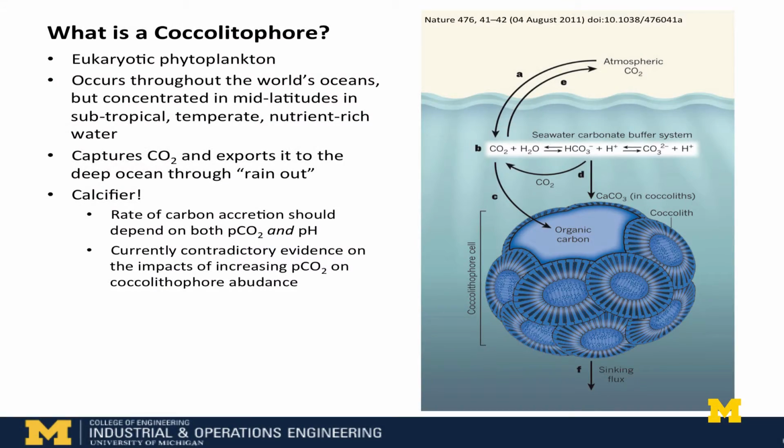But what did we actually do? So first, what is a coccolithophore? A coccolithophore is a eukaryotic phytoplankton. It occurs in lots of different places in the ocean. It has an interesting role when we think about carbon fluxes. It captures CO2 and potentially exports it out to the deep ocean through rainout.